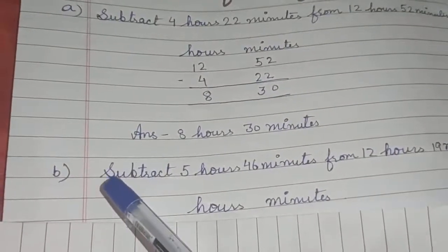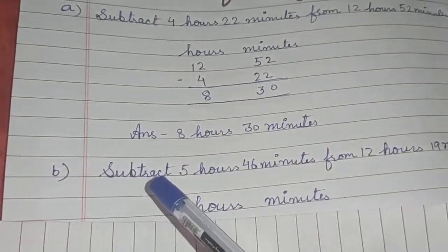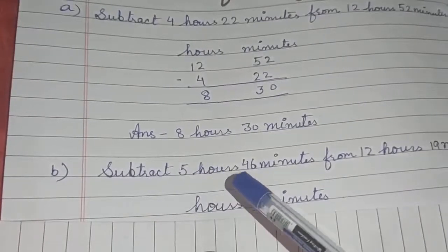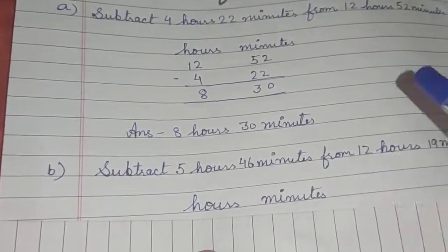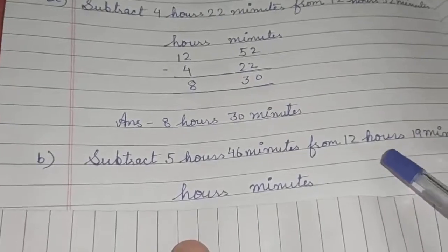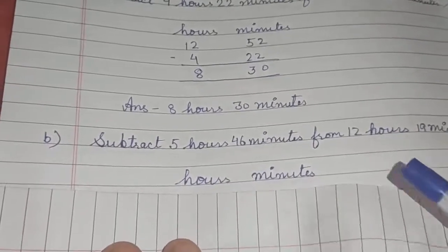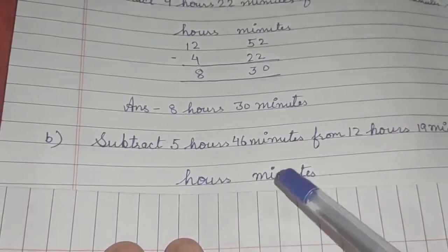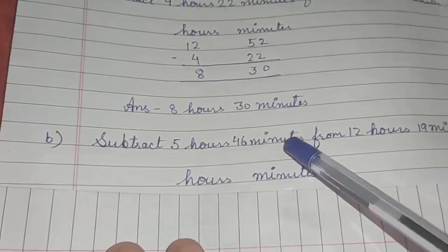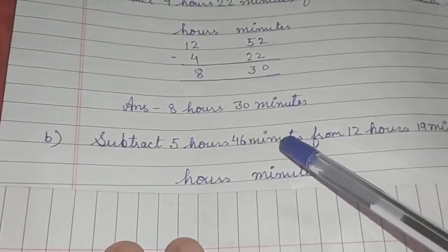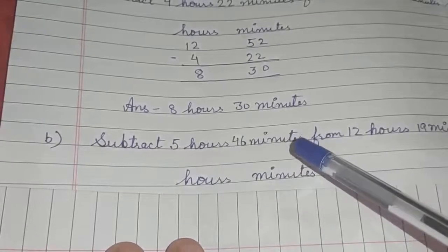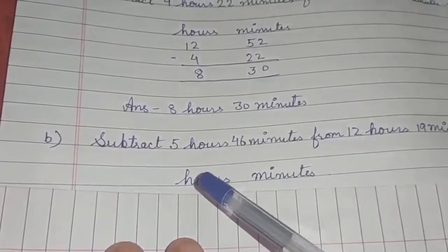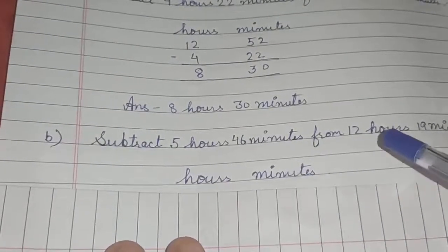Now let's start B part. What is given in B part? You have to subtract 5 hours 46 minutes from 12 hours 19 minutes. So in the same way we will write hours and minutes, as 2 units are given to us. The bigger unit is hour and the smaller unit is minute. So we will write hours and minutes.